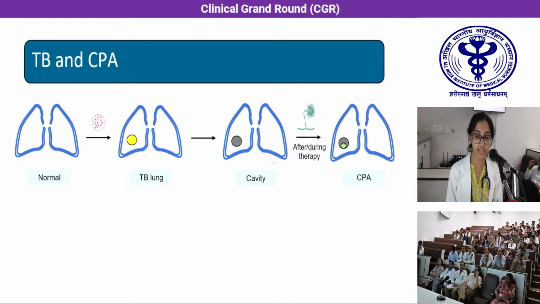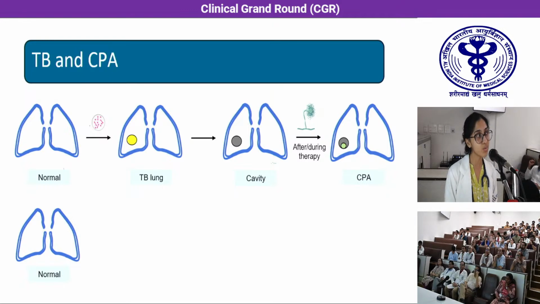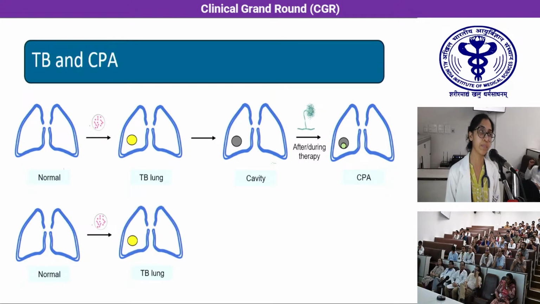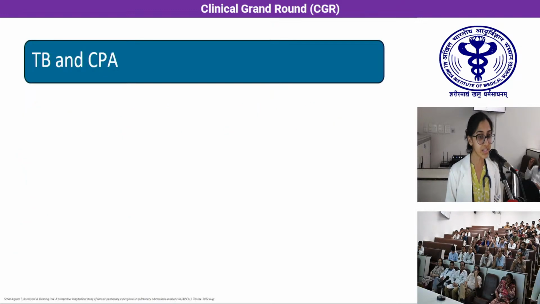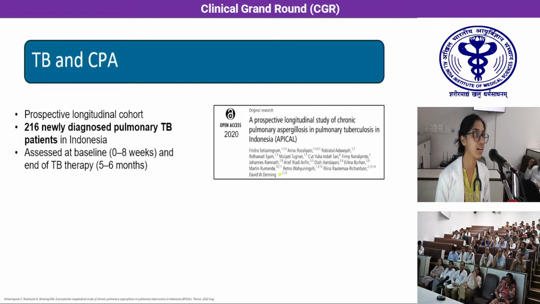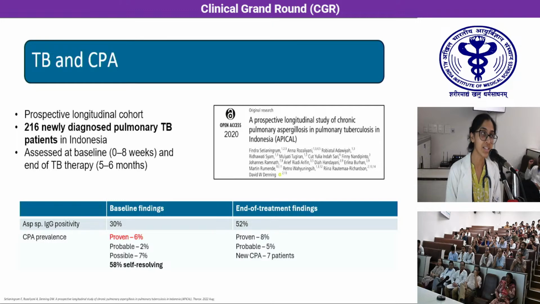This was post-TB CPA. However, some new evidence has now shown that in a patient with TB lung disease, this aspergillus colonization can actually occur concurrent to the start of TB therapy or even before that, leading to TB-CPA coexistence. This important fact was highlighted in a study done in Indonesia, which is the APICAL study. They assessed pulmonary TB patients at baseline and found, surprisingly, a 6% prevalence of CPA at baseline.